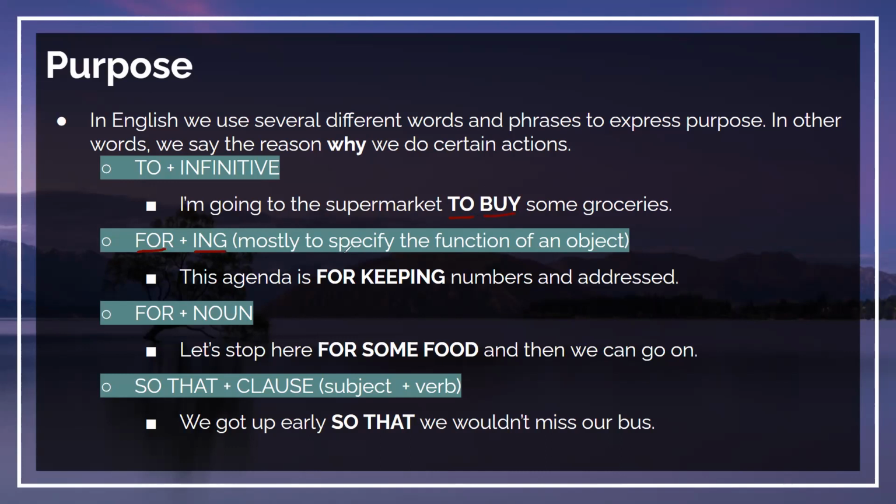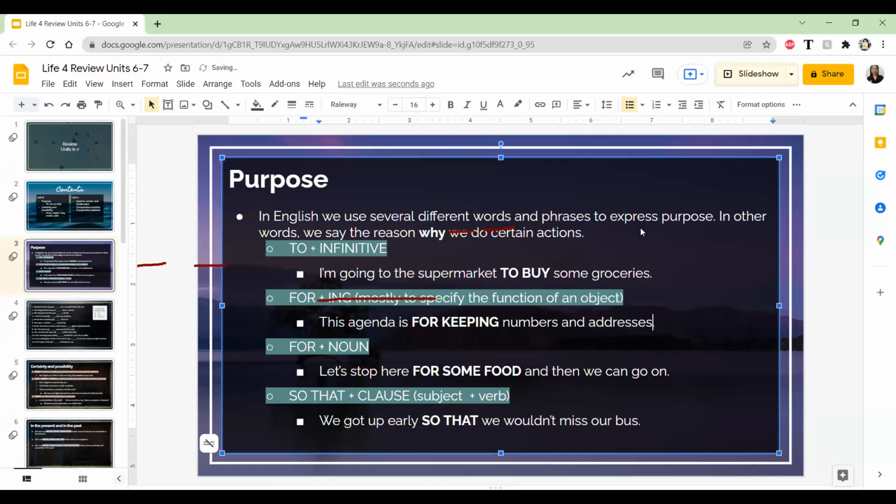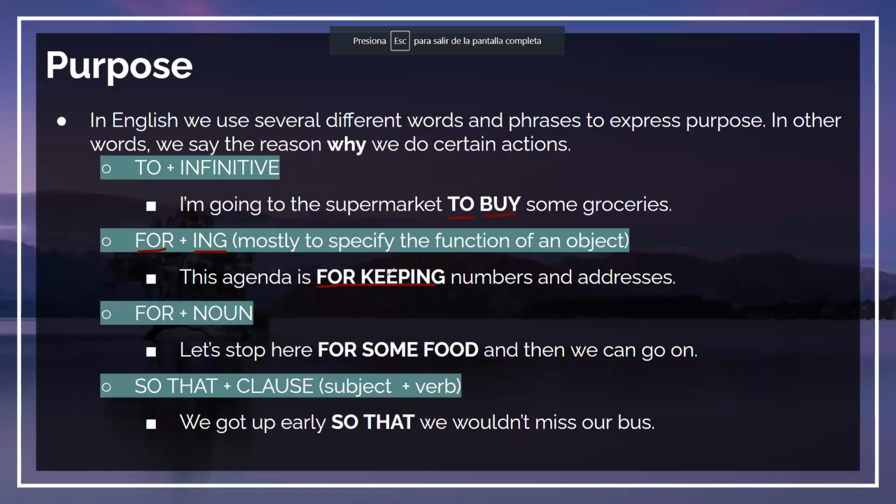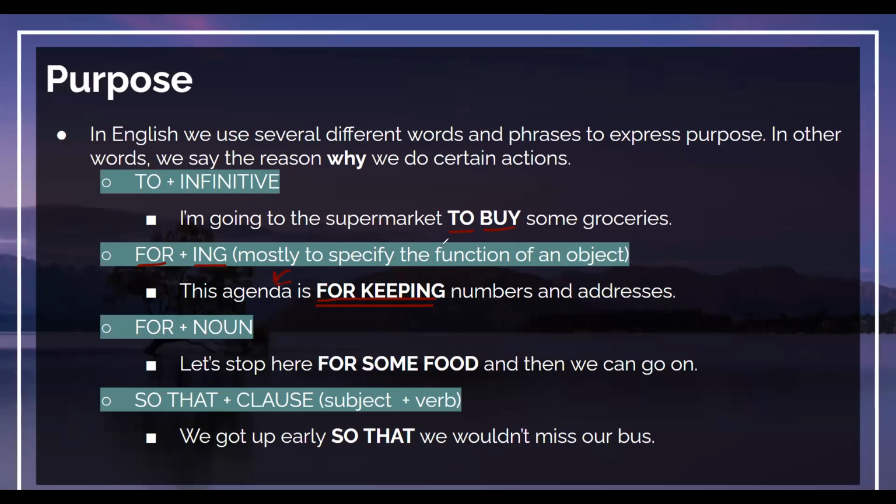Now, this is mostly to specify the function of an object. It's the most common use. Maybe you will see it used in other cases, but this is the most common. For example, this agenda is for keeping numbers and addresses. Oops, sorry, I made a mistake there. Let's see. It should be addresses. There we go. Okay, so numbers and addresses. So I'm stating the function of this particular object, which is the agenda, right? So it's for plus ing.